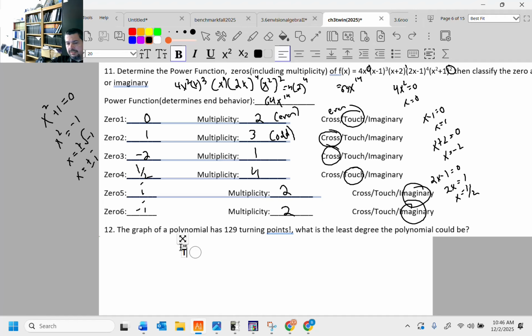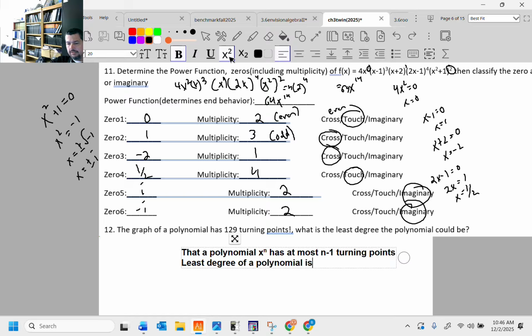All right, so the theorem states that a polynomial of degree n has at most n minus 1 turning points. So to go the other way around, the least degree of the polynomial is the number of turning points plus 1. So it's going to be 129 plus 1, which is 130. It's at least a 130th degree polynomial.